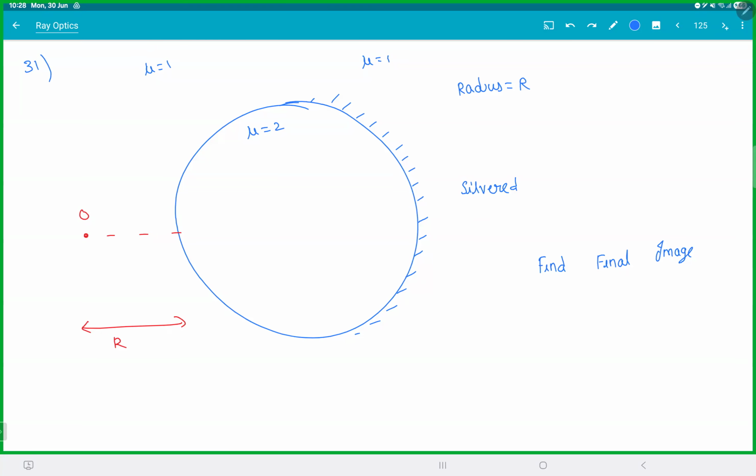Let's see. Did you guys get the first part? You got 1 by v equals 0. Means what? V is not 0. V is infinity. Light rays will become parallel. Hope you realized it.